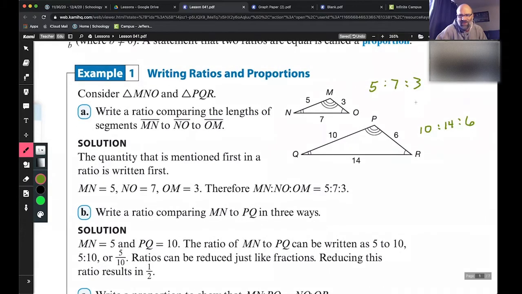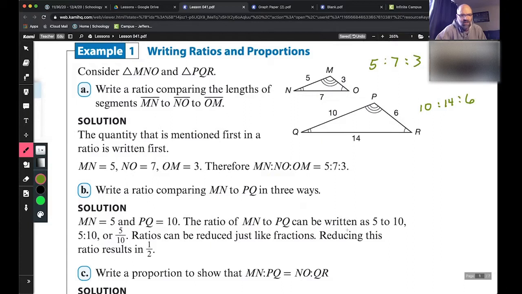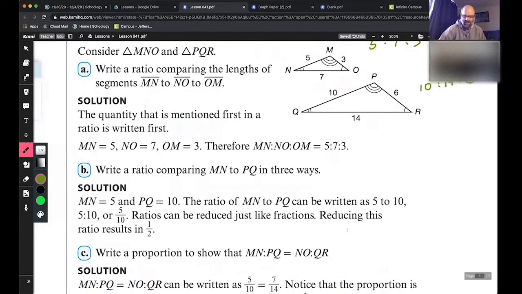Now these colons are kind of confusing, so I'm going to show you a different way to do this. You can write it this way if you want, or you can write it my way. So MN to PQ in three different ways. You can write it with words, 5 to 10. You can write it with a colon, 5:10, or you can write it as a fraction. And if you write it in any of these ways, you can always reduce it. So you can say 1 to 2. A 5 to 10 ratio is the same thing as a 1 to 2 ratio.